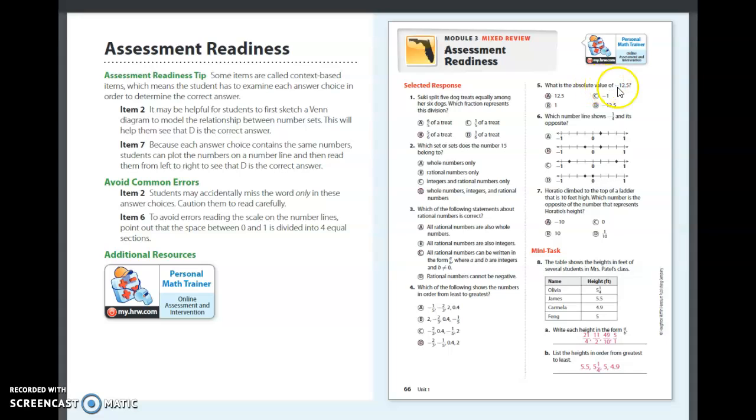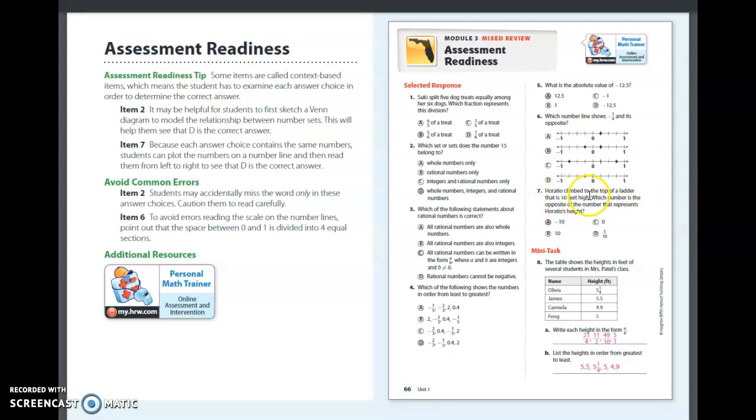What is the absolute value of negative 12.5? It would be 12.5. Which number line shows you negative 1/4 and its opposite? Well, I'm going to be looking first for 0 through 1. There's 1/4, 2/4, 3/4, 4/4. So I'm first looking for a negative 1/4, and then I'm looking for the opposite of it. Same distance from 0 on both sides. So B would be the best answer.